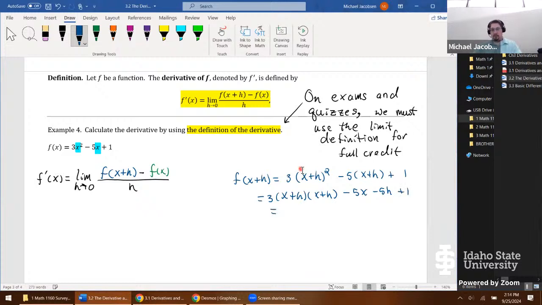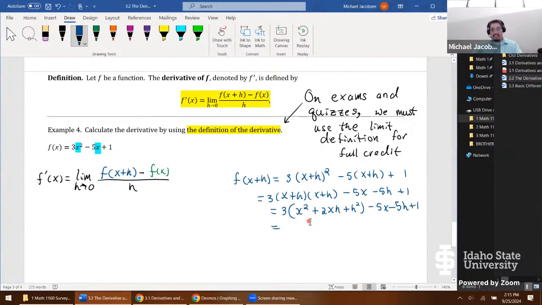Then it goes for a little bit here before we can finally get it all finalized. First thing I'd want to do is take 3, multiply by the group that you get after foiling this all out. So we'll get x squared. You get x times h 2 times, so that's plus 2xh. Finally, plus h squared. Now it's copying minus 5x minus 5h plus 1.